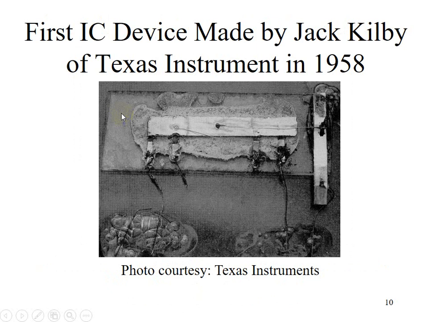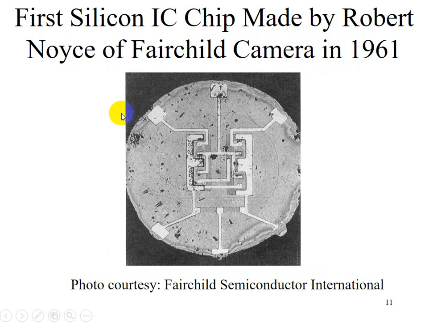And this is the first IC made by Jack Kilby at Texas Instruments in 1958. At Fairchild Camera, Robert Noyce created the first silicon IC chip in 1961.